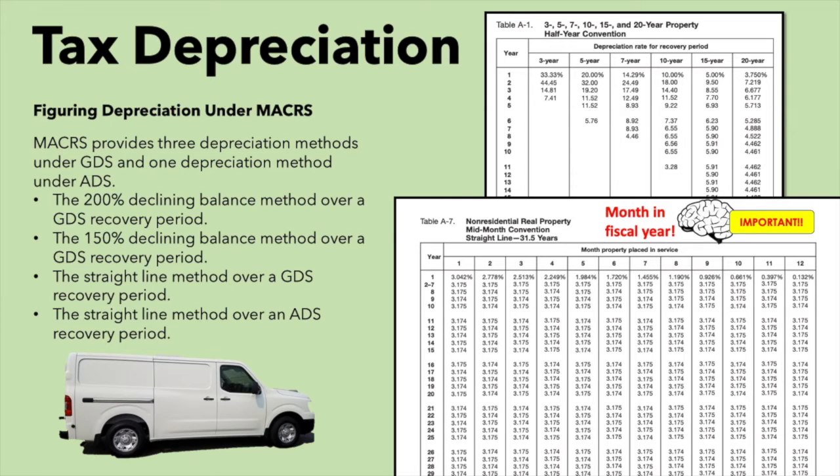So if your fiscal year ends in June, for example, and you place something in service in May, that's actually month 11, because that's the 11th month in your fiscal year. June would be the 12th month in your fiscal year. If you have a calendar year, then the months will match up to their months in the calendar. But it's not always the case, so that's important to remember.